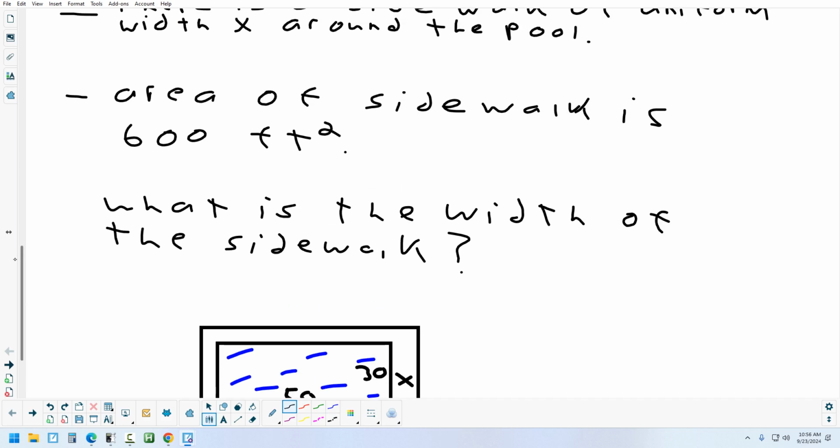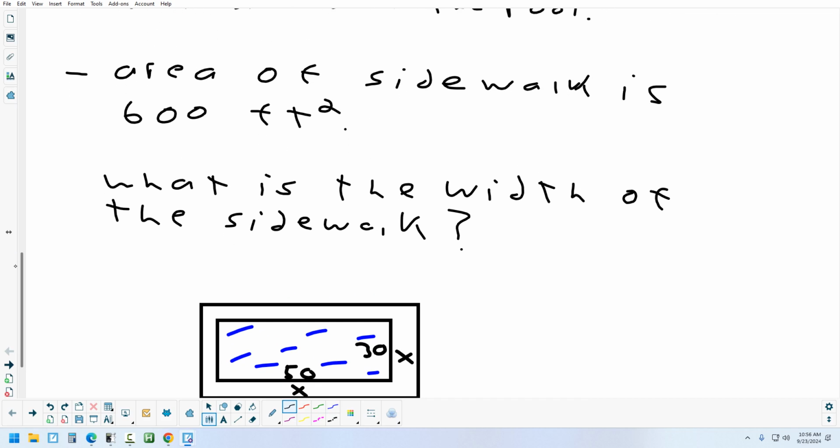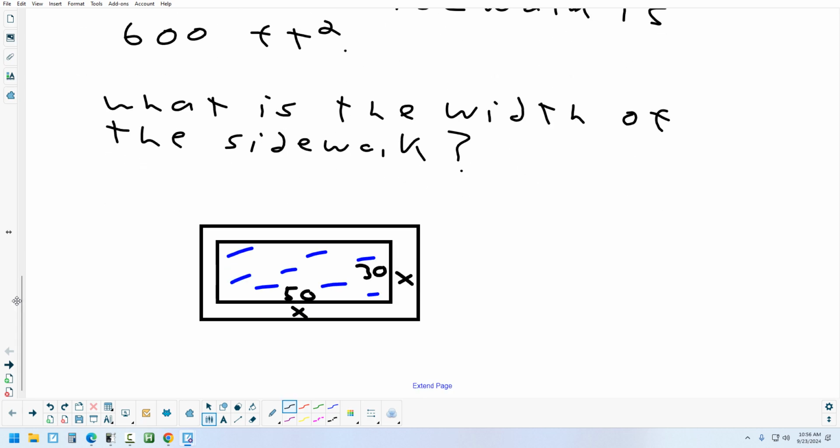All right, and what's the other piece of information they give me that I haven't used? Yeah? The area of the sidewalk? Yes, the area of the sidewalk. Okay, I'll call that A sub sidewalk, A for area. All right, I know that that's 600.